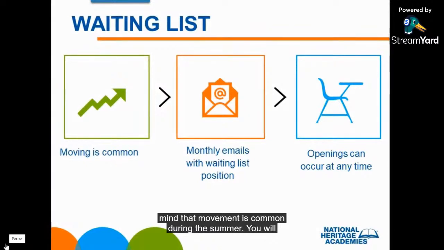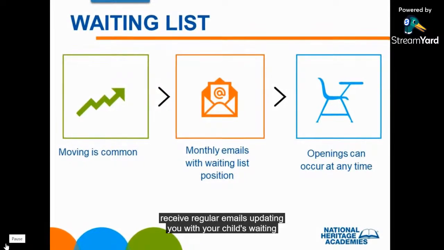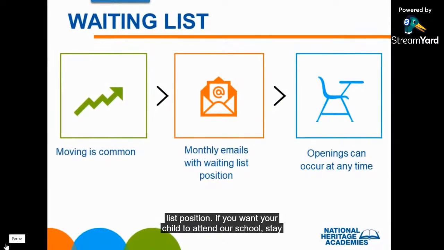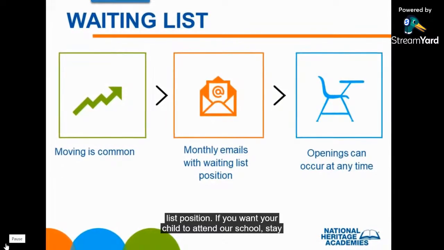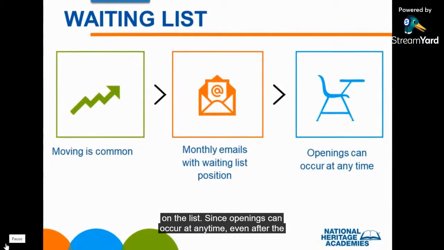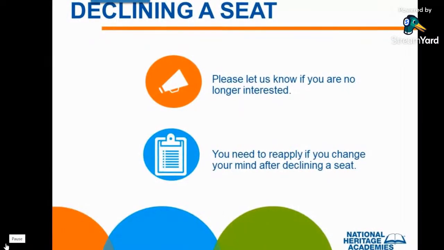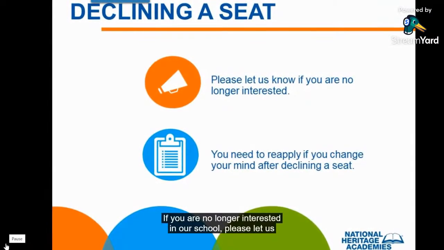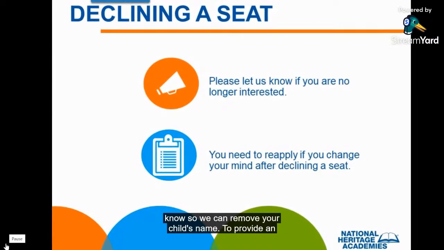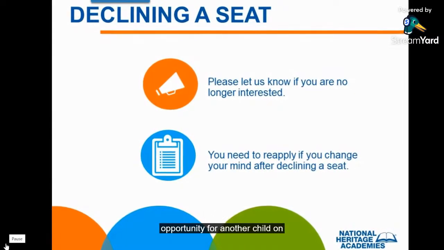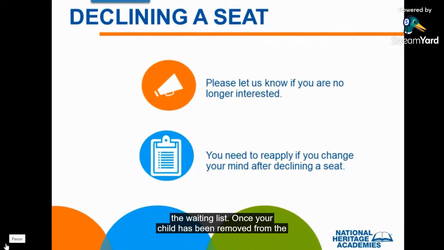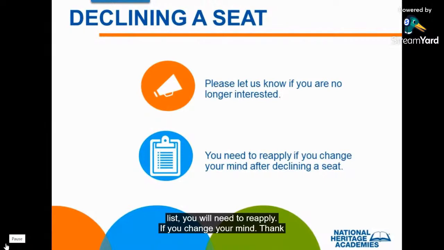If your child is placed on the waiting list, please keep in mind that movement is common. During the summer, you will receive regular emails updating you with your child's waiting list position. If you want your child to attend our school, stay on the list, since openings can occur at any time, even after the school year begins. If you are no longer interested in our school, please let us know so we can remove your child's name to provide an opportunity for another child on the waiting list. Once your child has been removed from the list, you will need to reapply if you change your mind.